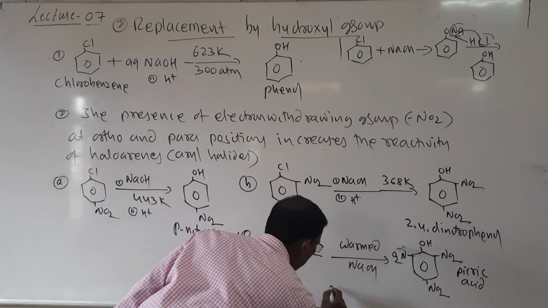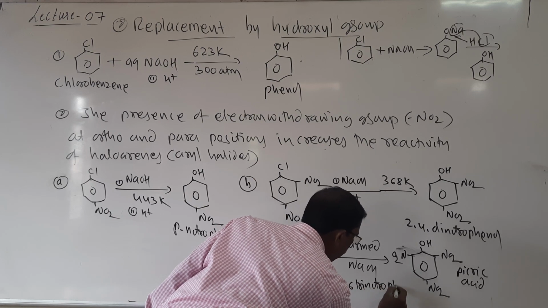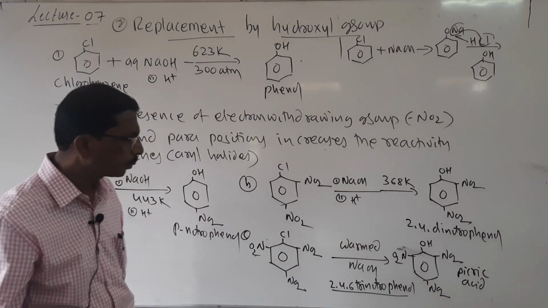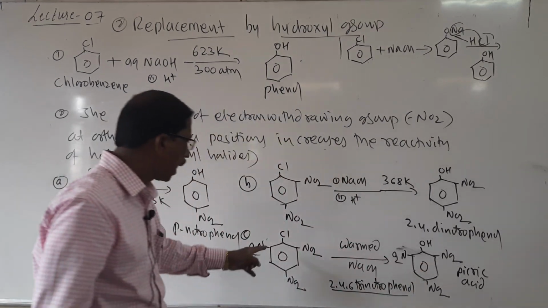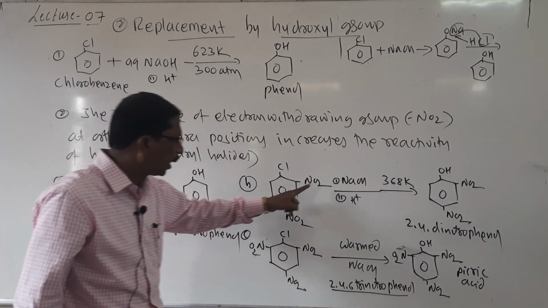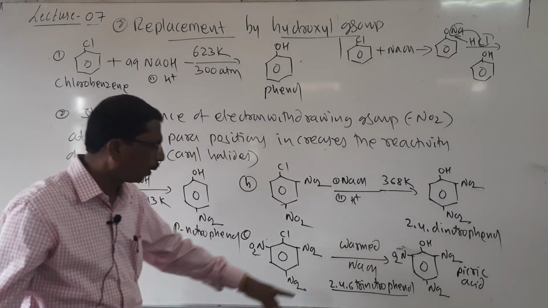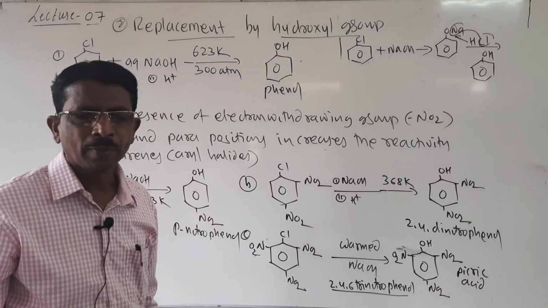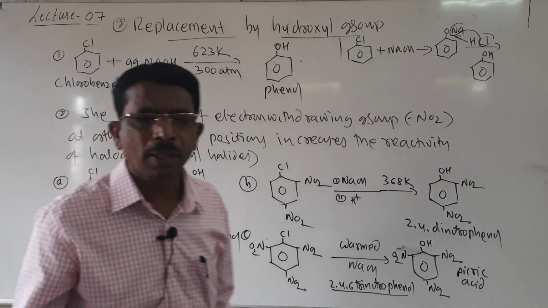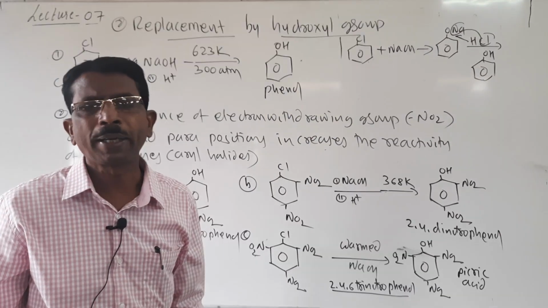Picric acid is also called 2,4,6-trinitrophenol. Look here, students. As for the electron withdrawing groups: with only one electron withdrawing group, it requires 443 Kelvin; with two electron withdrawing groups, 368 Kelvin; and with three electron withdrawing groups, it requires only warming. That is the difference in the replacement of a hydroxyl group in haloarenes.